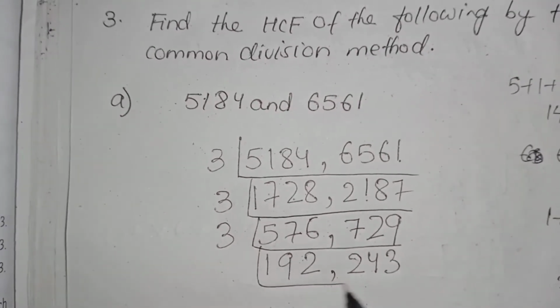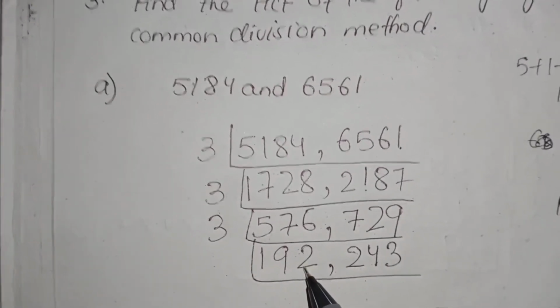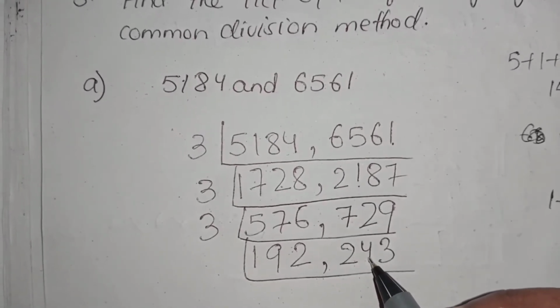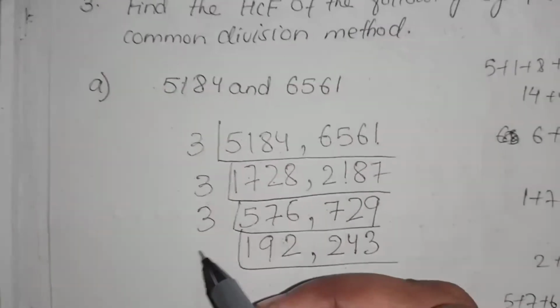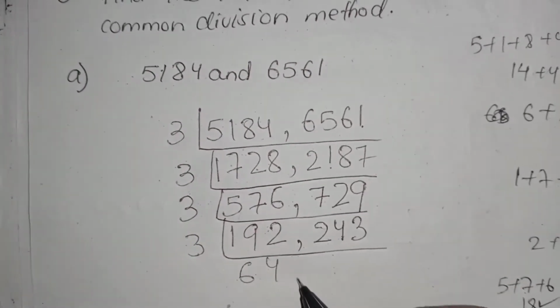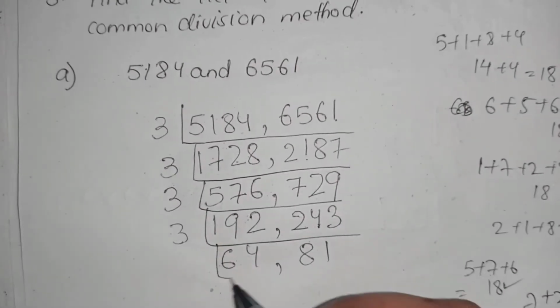Let us check again by 3. So 1 plus 9 is 10, 10 plus 2 is how much? 12. So yes, by 3. Okay, so 2 plus 4 is how much? Is 6, 6 plus 3 is how much? 9. So again by 3. So 3 6 are 18, 1 carry, it becomes 12. So 3 4 are 12. Okay, 3 8 are 24, 3 1 are 3.